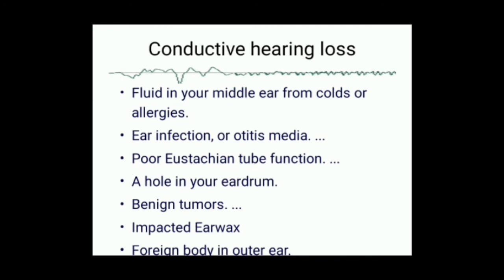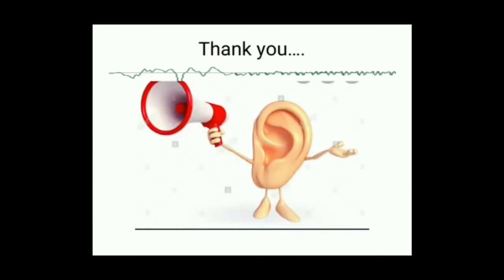Hole in the eardrum, the tympanic membrane perforation, benign tumors, impacted earwax, or any foreign body in the outer ear, that's the external auditory canal. So these are a few causes for conductive hearing loss. So here the problem lies in the outer ear or the middle ear. So in this video we saw about the structure and functions of the outer ear and middle ear and a few applied aspects. Thank you.